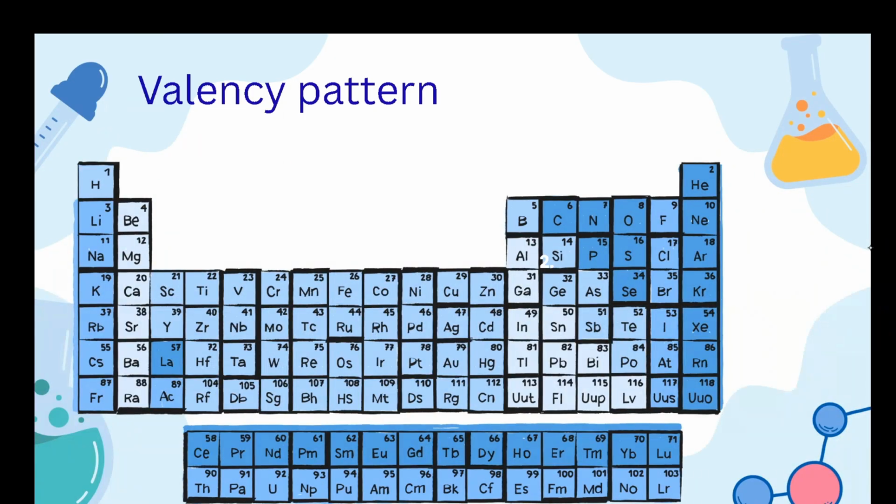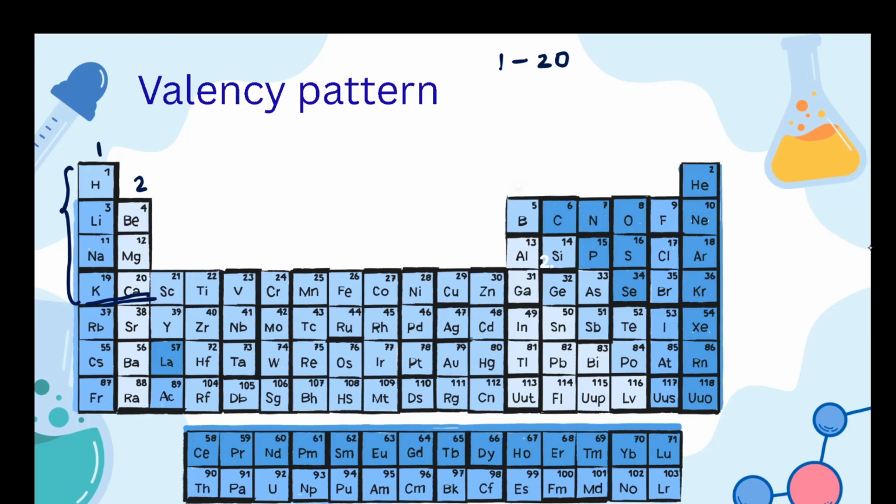Now the most important thing which we have to see here is the valency pattern in the periodic table. Now remember, for ICSE you need to know only the first 20 elements of the periodic table. Now if we see group 1 elements, in group 1 we have hydrogen, lithium, sodium and potassium. So this is group 1. In group 2 we have beryllium, magnesium and calcium. Okay, so till here only we are seeing.